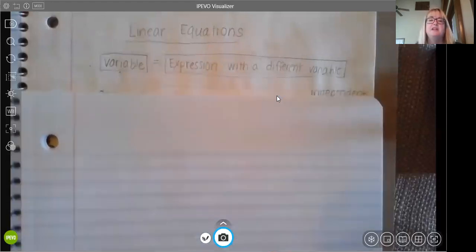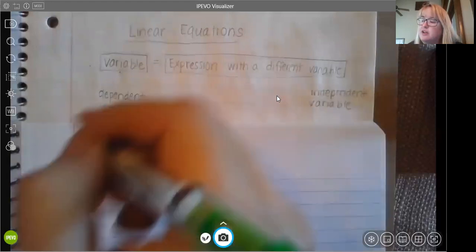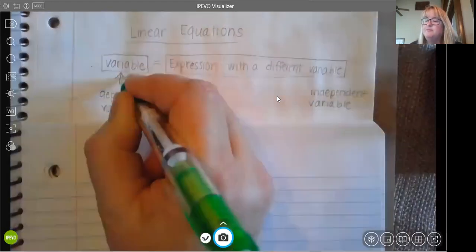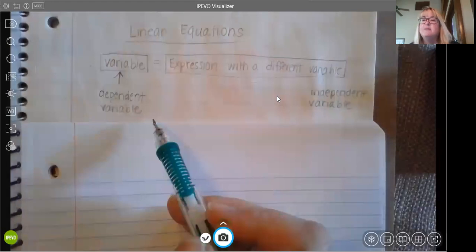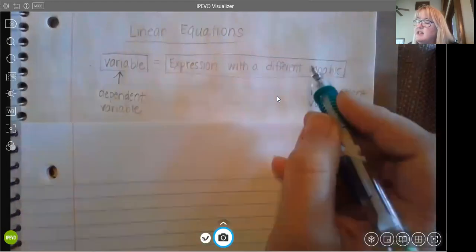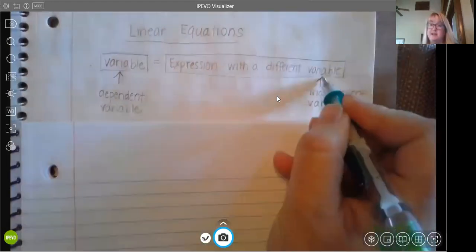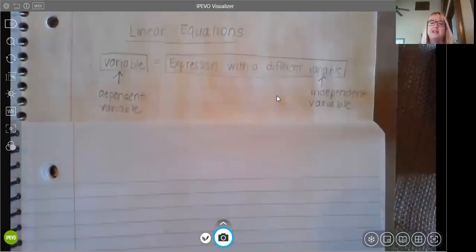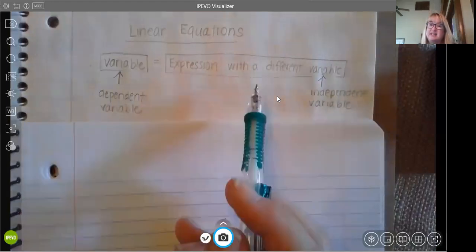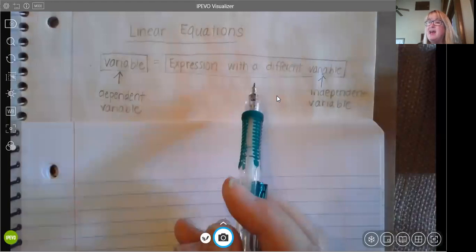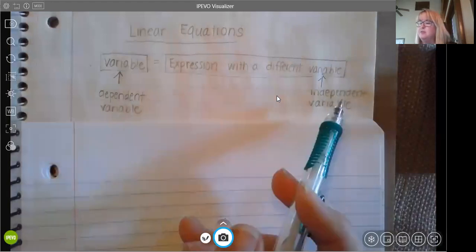Now, the variable that's by itself is called your dependent variable. And the variable that is in the expression is your independent variable. And it works that way every single time. So if I've got y equals 4x, y is by itself, it's your dependent variable. 4x is in the expression, so x is your independent variable.